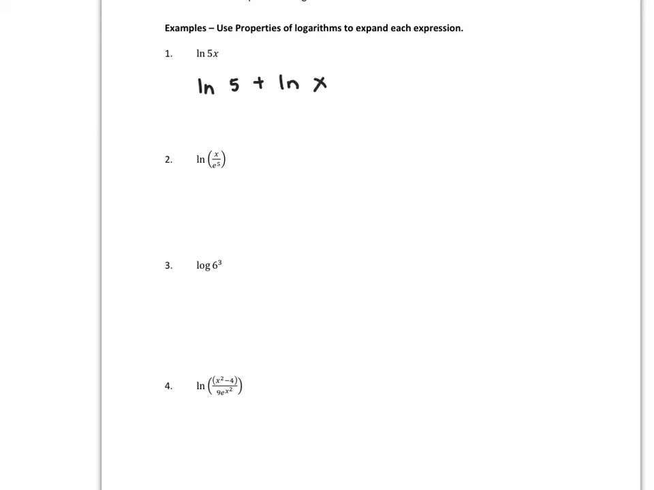Number 2, you've got a quotient. You will rewrite that as subtraction. ln of x minus ln of e to the 5th. E is understood there. These match. That second term simplifies to be a 5. Number 3, bring that 3 down in front and multiply.